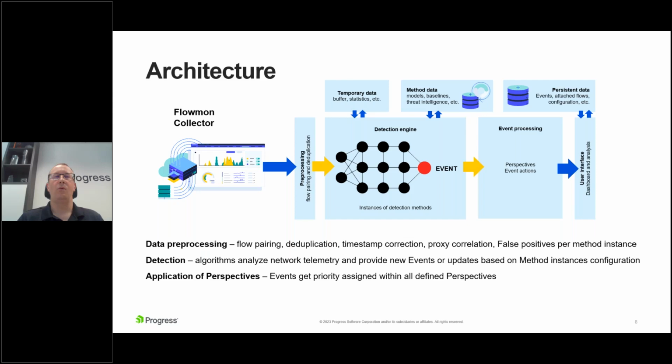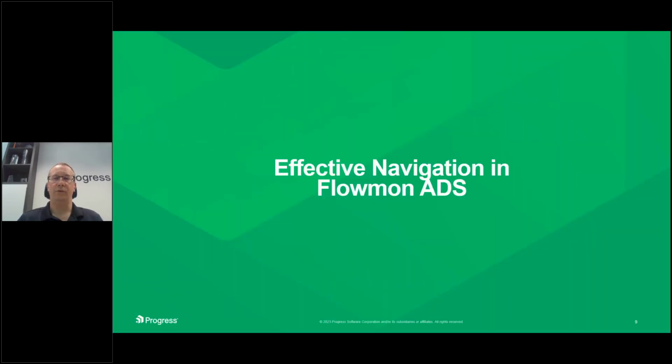In the next step, we apply so-called perspectives, which means that events will get assigned priority according to defined rules. And in the last step, based on perspectives, we trigger different event actions like email notifications or automated traffic capture, and we make the events available in the user interface. So this is the continuous data flow through the anomaly detection system. Let's now move to navigation in Flowmon ADS.